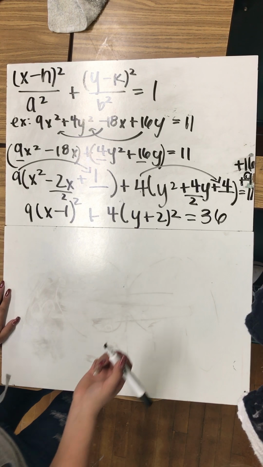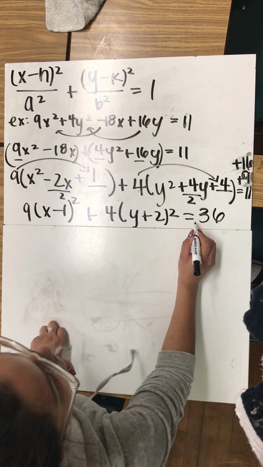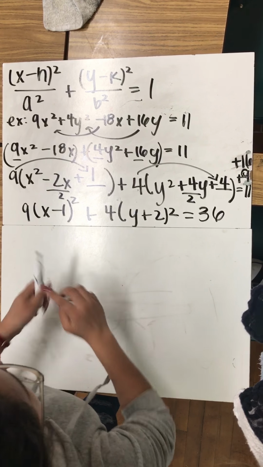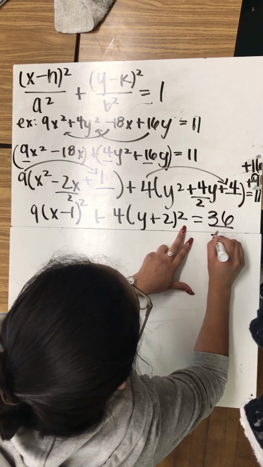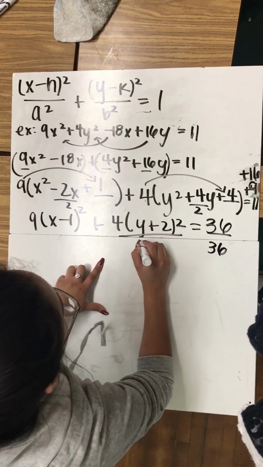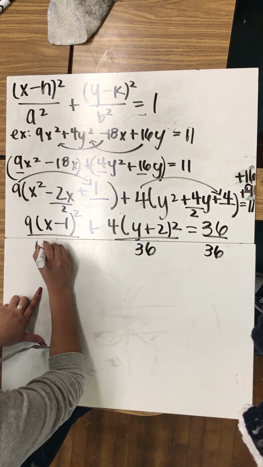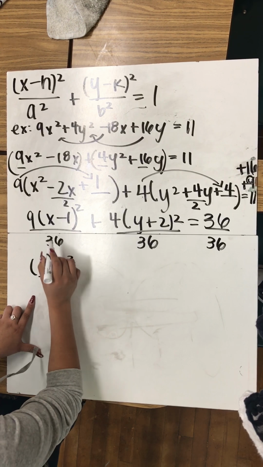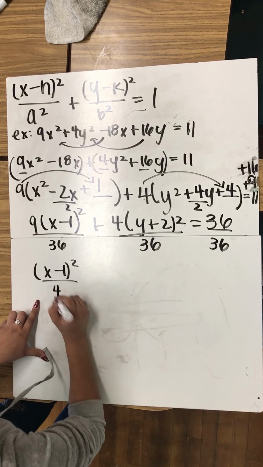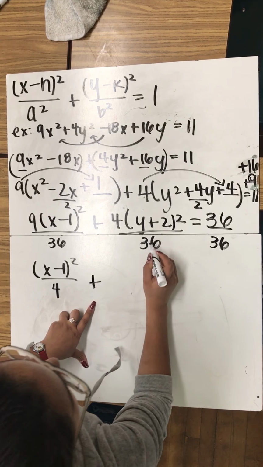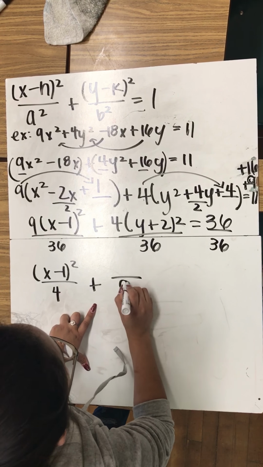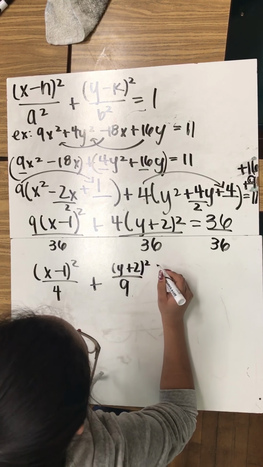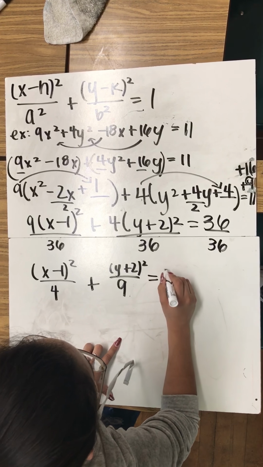Okay. And in order for the equation to equal 1, because remember that's the goal of it, we have to divide everything by 36. So then we are left with (x minus 1) squared, and 36 divided by 9 is a 4. So we're going to leave a 4 on the bottom. Plus 36 divided by 4 is a 9. So we're going to leave 9 on the bottom. And (y plus 2) squared stays on the top, and 36 divided by 36 is a 1.